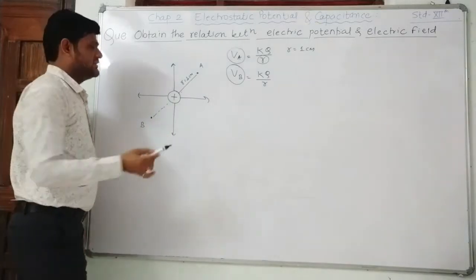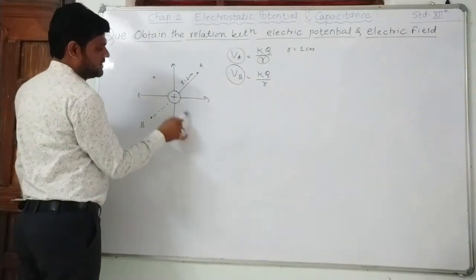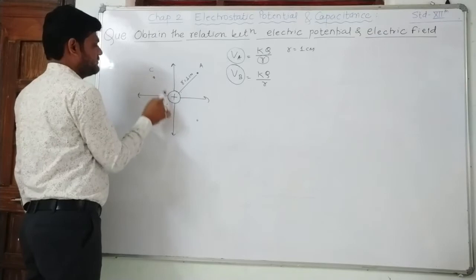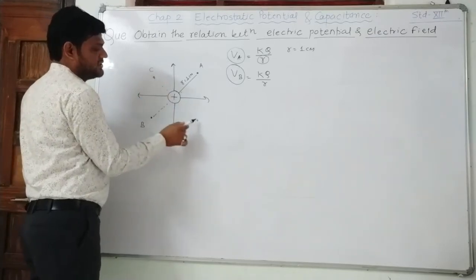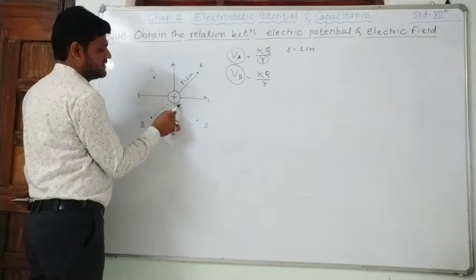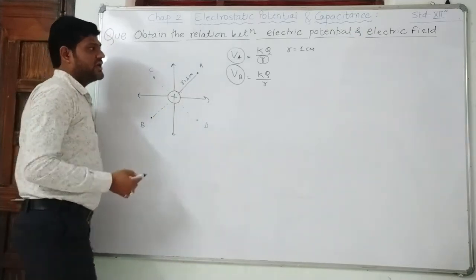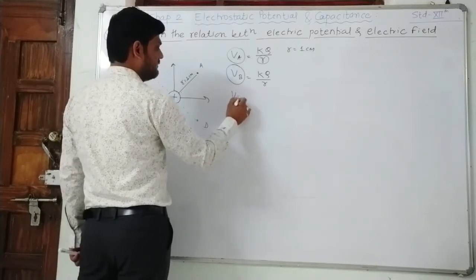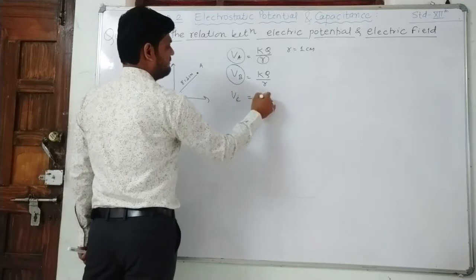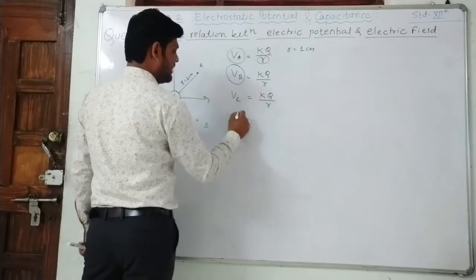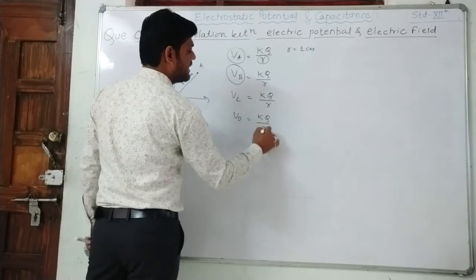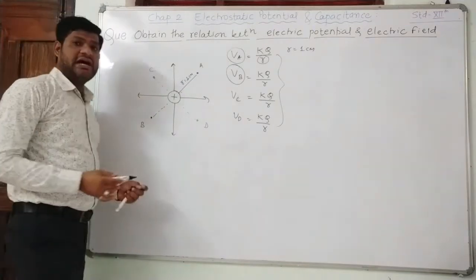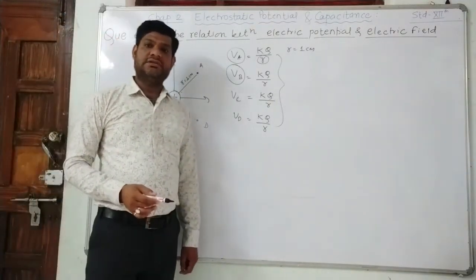We can take another charge. Suppose here we take C, here we take D. What is the distance of point C from the plus Q charge? Again the same. What is the distance of point D from the plus Q charge? Again the same, right? So here we can conclude that the potential of VA, VB, VC and VD is the same. Again VC equal to KQ by R. Again VD equal to KQ by R. All four have the same potential because they are at the same distance from the plus Q charge.